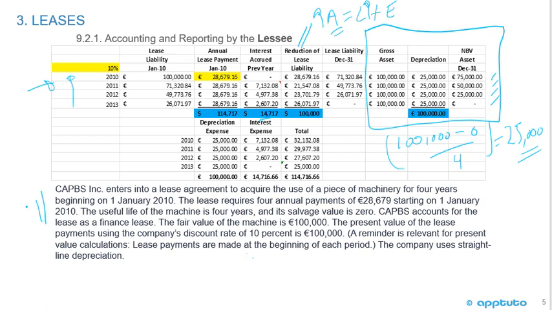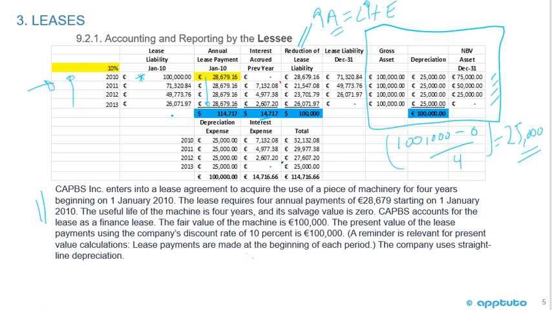So the next thing, we need to look at the accounting for the lease with regards to the payments. So let's start here, the beginning of 2010. The liability is 100,000 euros. And it says that there are going to be 4 equal payments of 28,679. I did a little bit of rounding. I've got 2 decimals there.